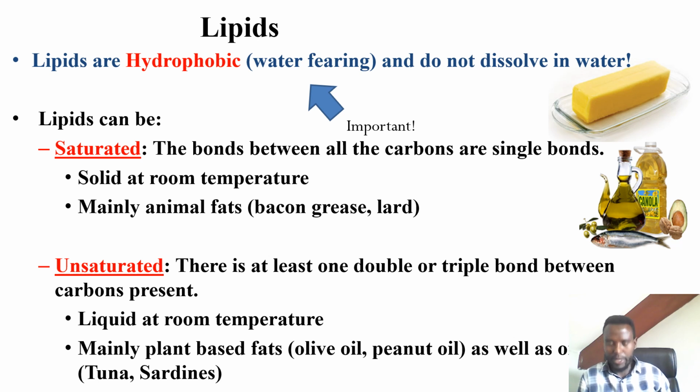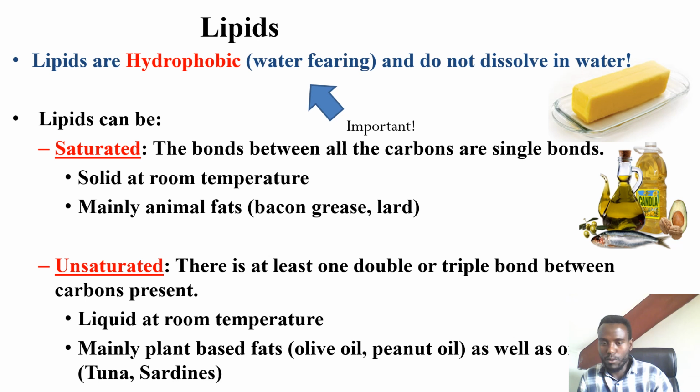It is a bond between all the carbons are single bonds. The bond between all the carbons is called a single bond. Such lipid is found solid at room temperatures. For example, butter is solid at room temperature. Such kinds of lipids also come mainly from animals, that we call animal fats.